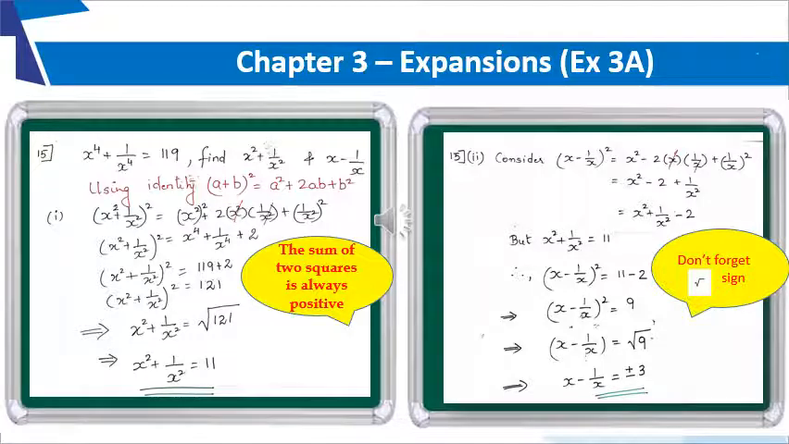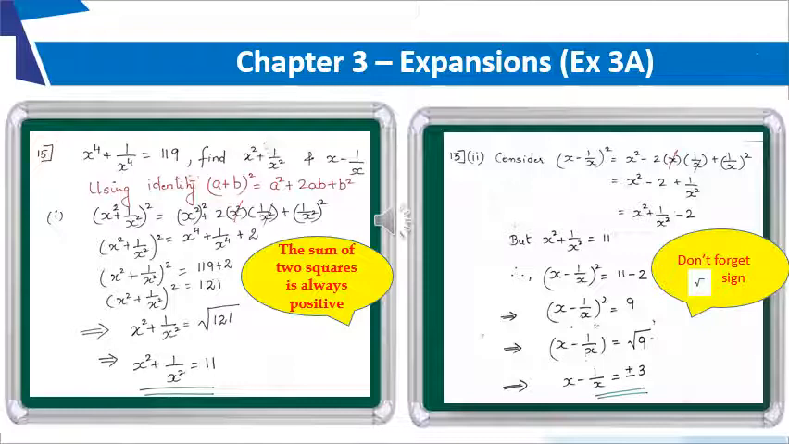Given x raised to 4 plus 1 upon x raised to 4 is equal to 119, find the value of x square plus 1 upon x square and hence also find the value of x minus 1 upon x. This is a connected question. In first case, we will use the identity a plus b the whole square, which is equal to a square plus 2ab plus b square.